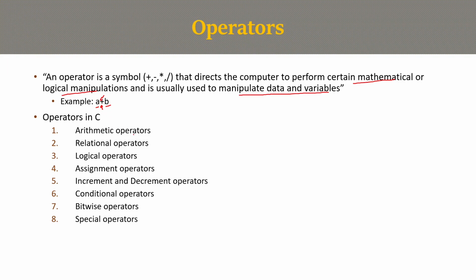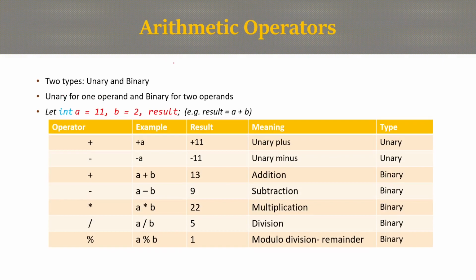Now we have some different types of operators in C. As you can see, we have the arithmetic operators, the relational operators, the logical operators, the assignment operators, the increment and decrement operators, the conditional operators, the bitwise operators, and the special operators. So we are going to see what all of these operators do and how they are used. Now let us begin with the arithmetic operators.